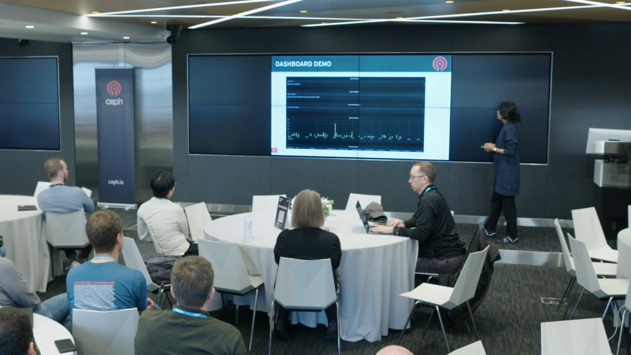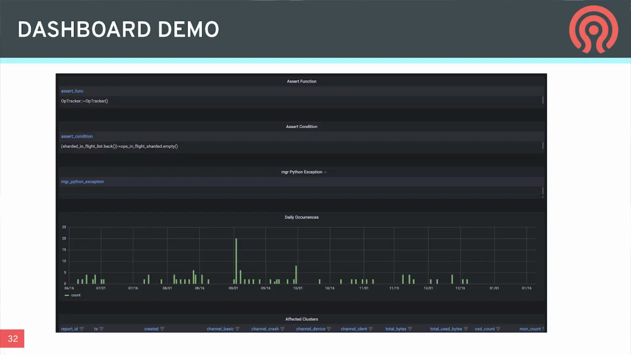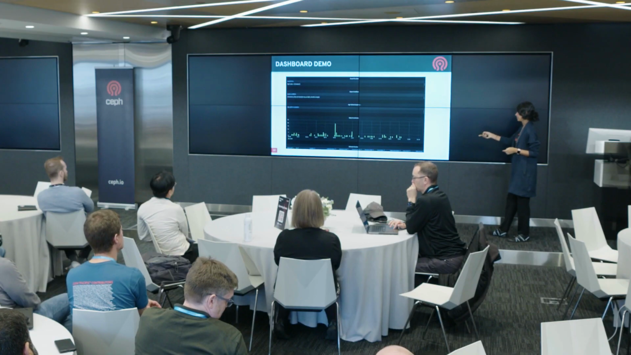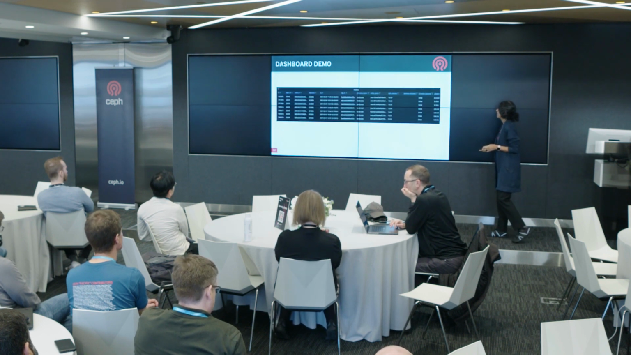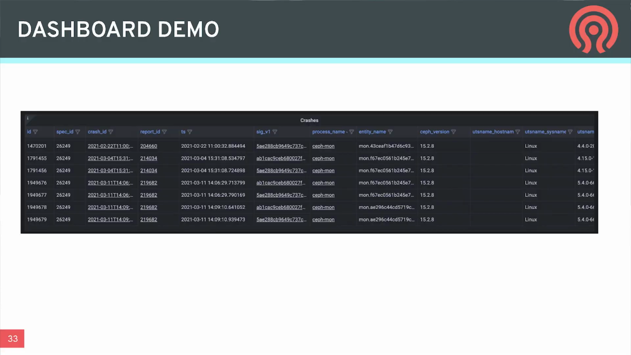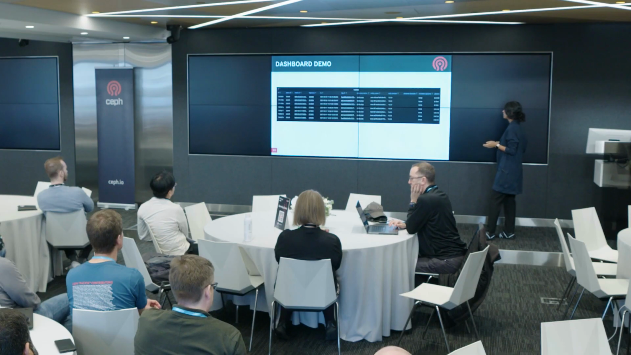Going back to that page, we have some more information on that specific signature page, such as the assert function and condition. And then we have the daily occurrences. We can zoom in and learn some more. We'll have a list of the affected clusters and lots of information about each of these clusters. And then we have the list of raw crashes. We can filter by many details here as well.